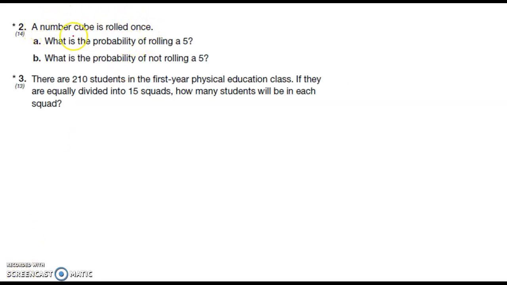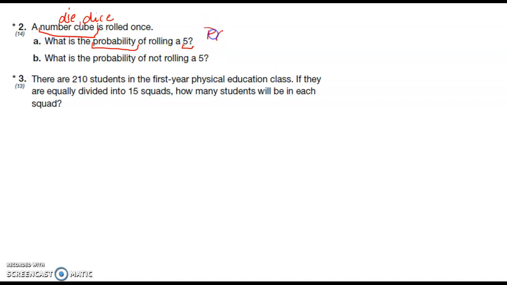Number 2, a number cube is rolled once. Whenever you see number cube, for some reason they don't use the word die or dice, like if you were playing a board game. I don't know if anyone does that anymore. But a fair-sided number cube, or just a number cube, is a regular dice. So what is the probability of rolling a 5?